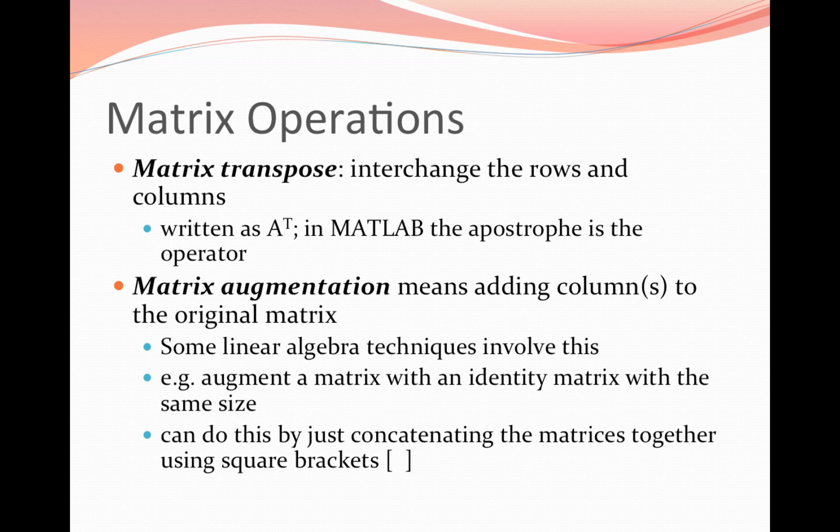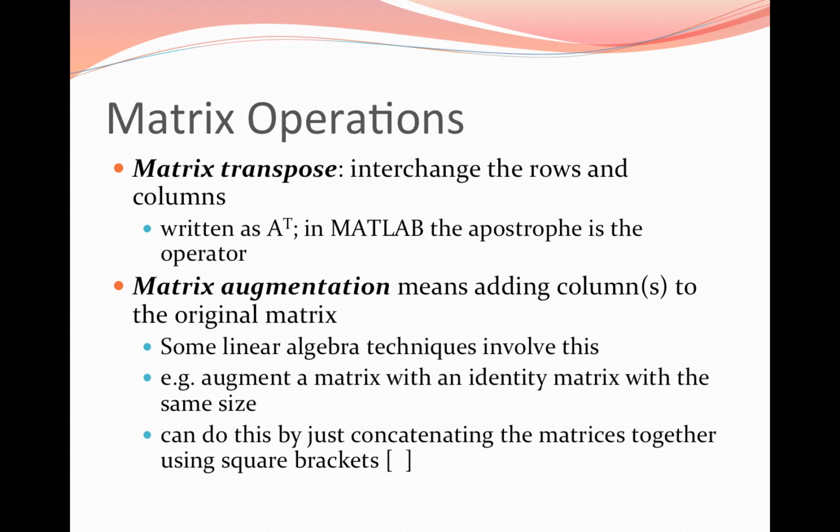These are some matrix operations that we've been doing all along. Let's take a look at how we refer to them in mathematics. So a matrix transpose, as we know, interchanges the rows and the columns of a matrix. In mathematics, we write that as A with the superscript of capital T. So that's the transpose of the matrix A. In MATLAB, as we've seen, we use the apostrophe as the transpose operator.